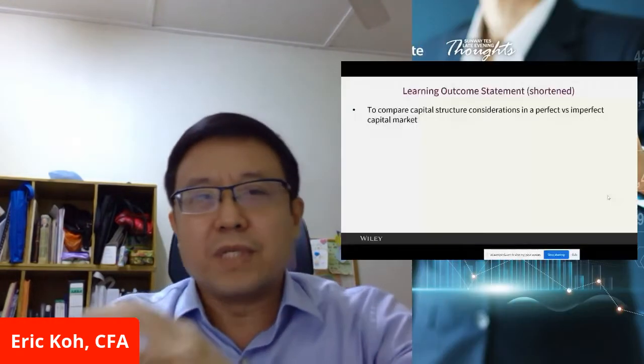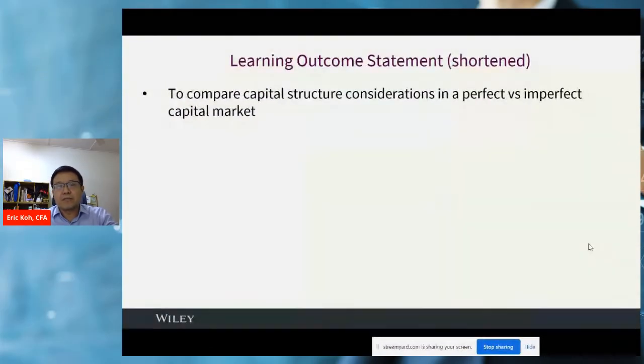We typically have the starting point with a learning outcome statement, and a typical class may have about 4 or 5 learning outcome statements. But just for today's purpose, we'll look at one LOS. In this example, we are going to compare the capital structure considerations in two kinds of situations: in a perfect market versus an imperfect capital market.